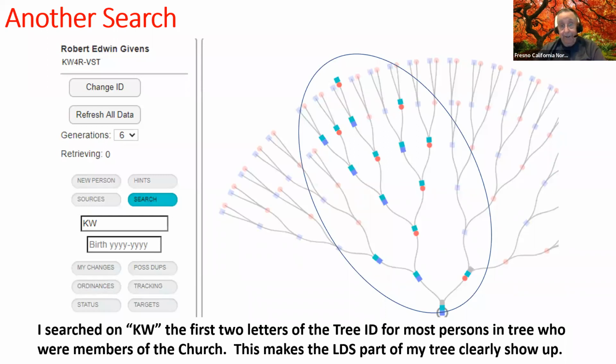So I put in KW, and it shows me exactly my LDS heritage. Those are exactly the people who had joined the church on my pedigree. So you can see I have a very small LDS heritage.